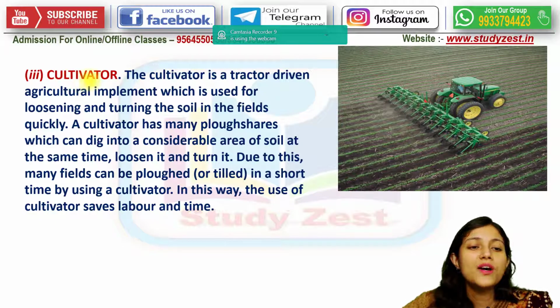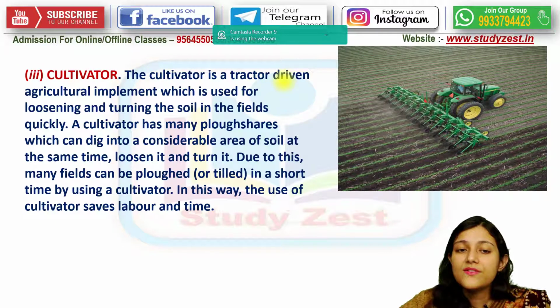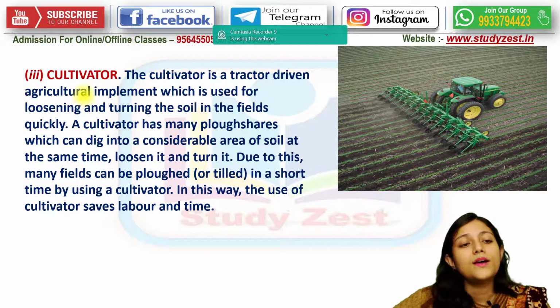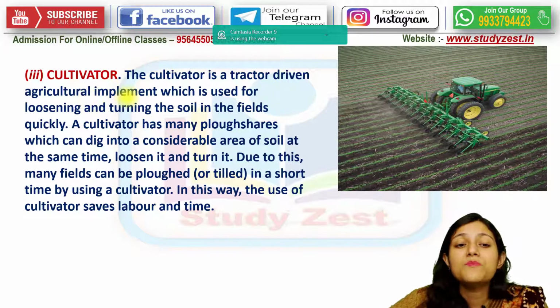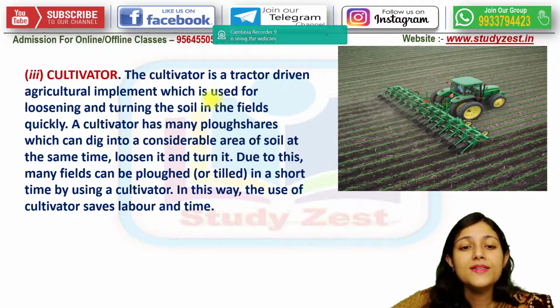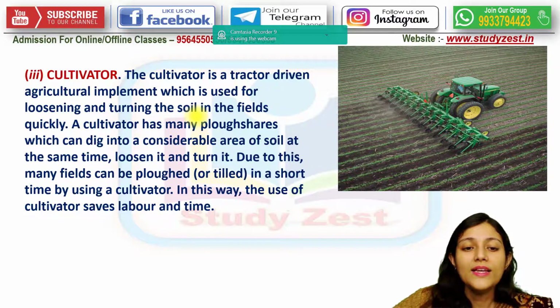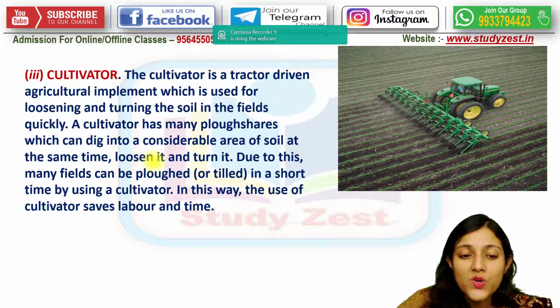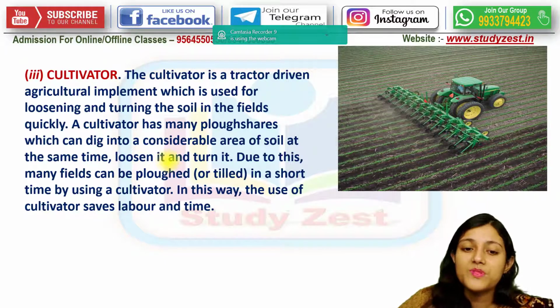Lastly, we are coming to the cultivator. It is the agricultural implement which is driven by the tractor. It gives the tractor kind of appearance. It is used for loosening and turning the soil in the field very quickly. It has many plowshares which can dig into a considerable area of the soil at the same time and also loosen it to turn it upside down.